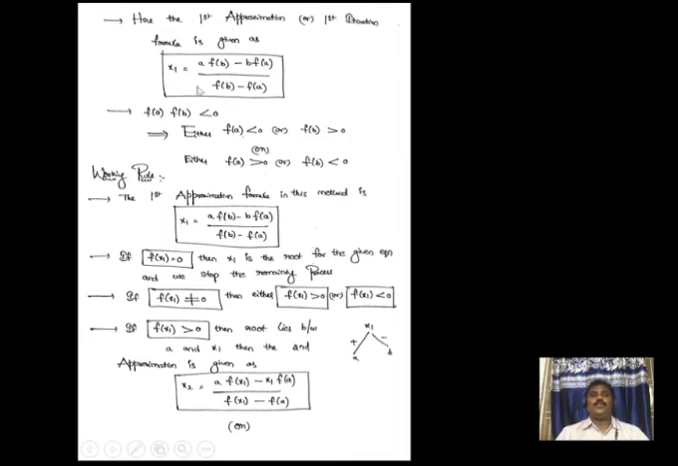So the roots may be like this. We can get a x1, a x2, a x3, a x4, or x1 b, x2 b, x3 b, x4 b, and so on. So in this regula falsi method, we find the root of the equation. In this method of false position, we have to remember that the formula is x1 equal to a into f of b minus b into f of a by f of b minus f of a. So now we are going to see the problems.